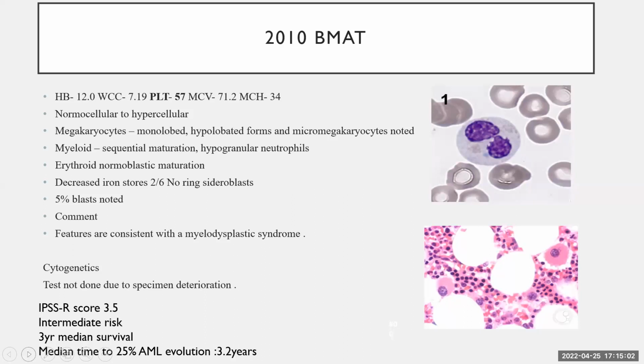And the comment was that the features are consistent with the myelodysplastic syndrome. However, the cytogenetics done at that point were not done due to the specimen that had deteriorated. So based on the information that we'd had, his IPSS-R score was 3.5, would put him at an intermediate risk, which has a 3-year median survival with a median time to 25% AML evolution of 3.2 years.